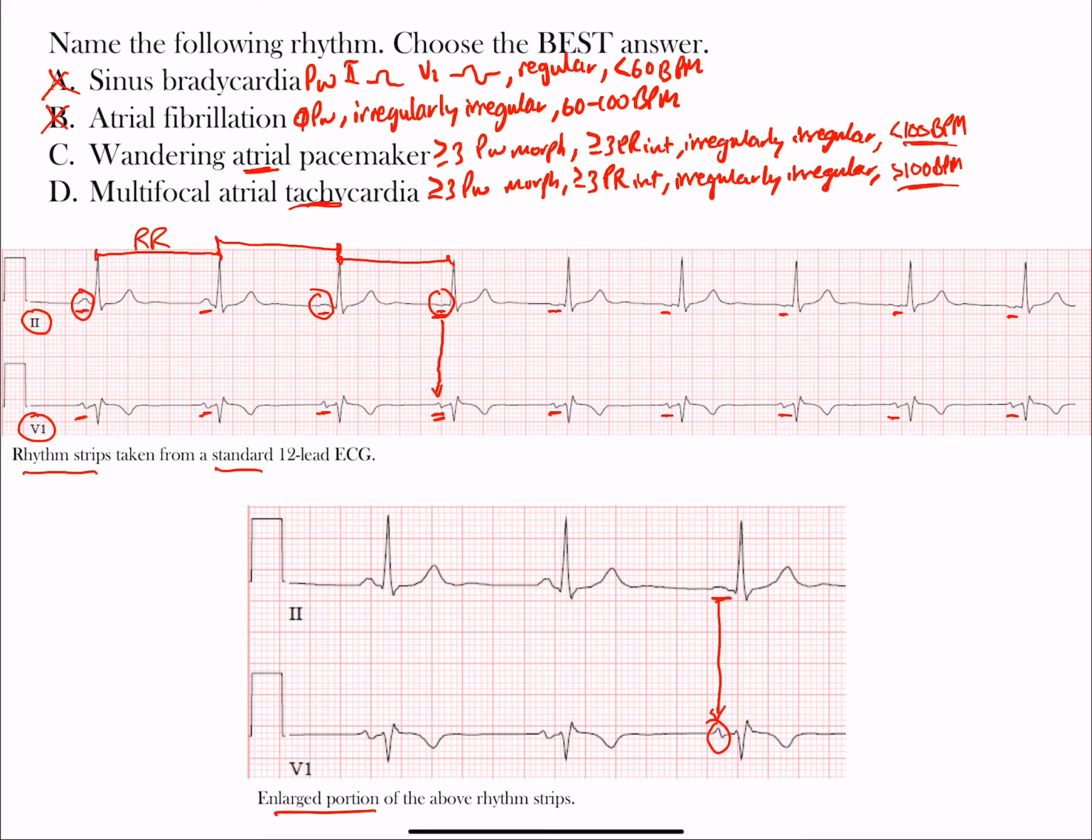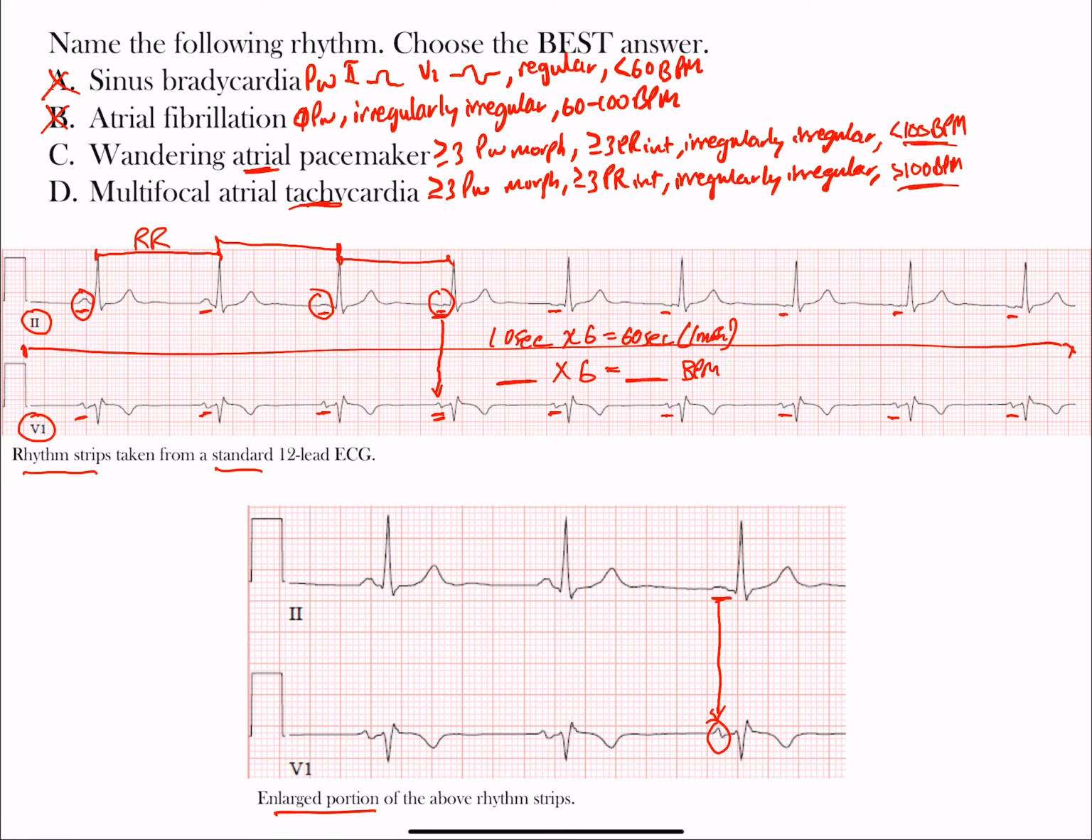Atrial fibrillation is not correct because, again, P waves are present. Now, we said this is a standard 12-lead ECG rhythm strip we're looking at. So we know from the beginning all the way to the end represents 10 seconds, and 10 seconds times 6 is 60 seconds, which is 1 minute. All right, so far so good. Because of that, if we count the number of complexes and multiply by 6, we can get an estimate of the rate in beats per minute.